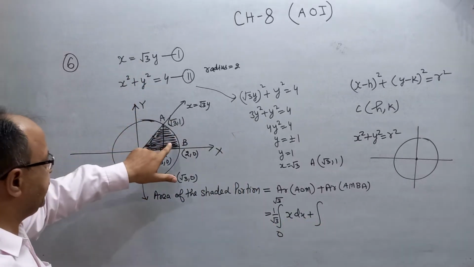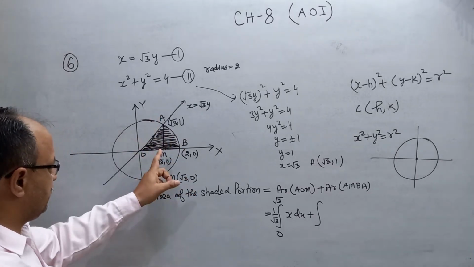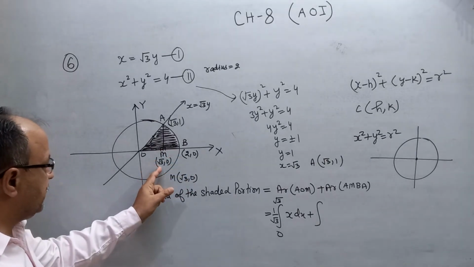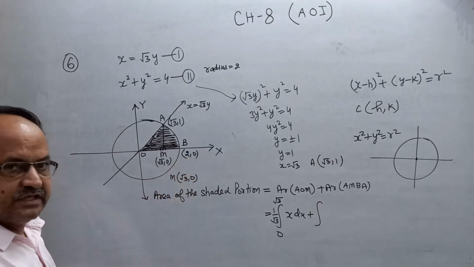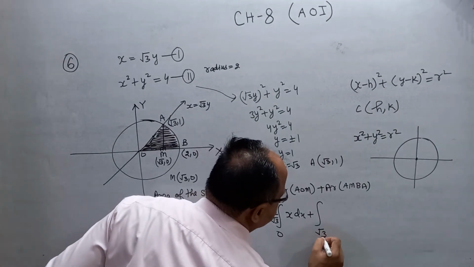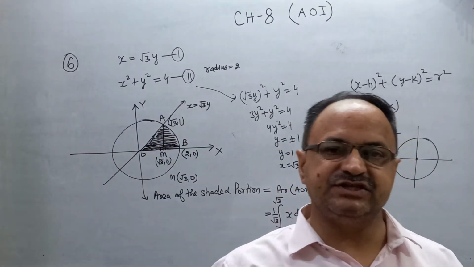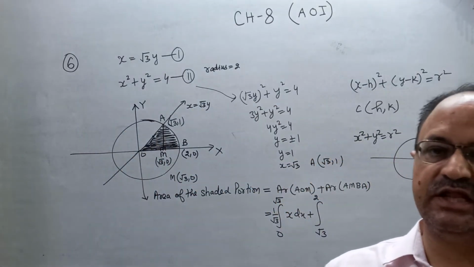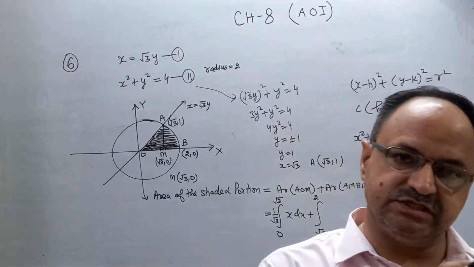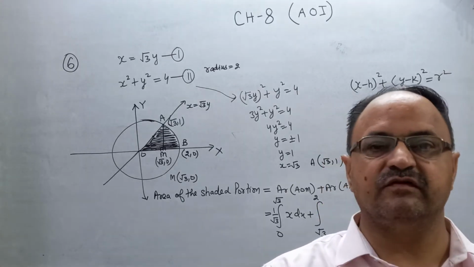Now can you tell me the limit of the shaded portion AMBA from M to B? At the point M the x coordinate is root 3 and here the x coordinate is 2, therefore the limit is root 3 to 2. If the shaded portion is attached with the x-axis, then you can take the limit of the x coordinate. If the shaded portion touches the y-axis, then you can take the limit of the y coordinate.